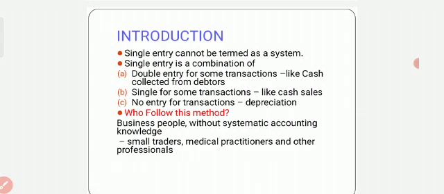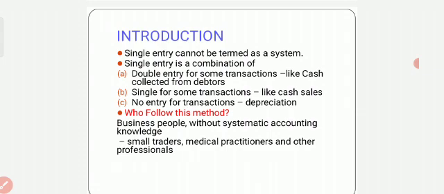Introduction. Single entry cannot be termed as a system. The term single entry is used to refer to any method of maintaining accounts which does not conform to strict principles of double entry. Single entry is a combination of double entry for some transactions like cash collected from debtors, single entry for some transactions like cash sales, and no entry for some transactions, that is, for depreciation.